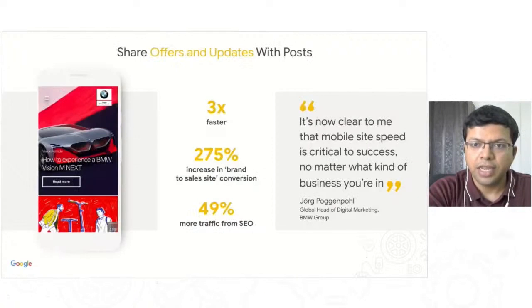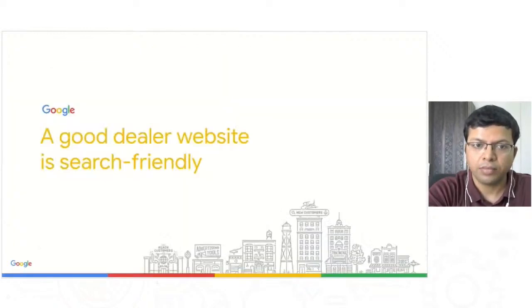Now here is a case study that we have from BMW. When BMW optimized their website, they made it 3x faster, and it resulted in not only conversion uplifts, but also SEO benefits for them. So this is just to reinforce that speed is really critical, and if you optimize your site and make it 2x, 3x faster, you would see better conversion and better traffic from Google.